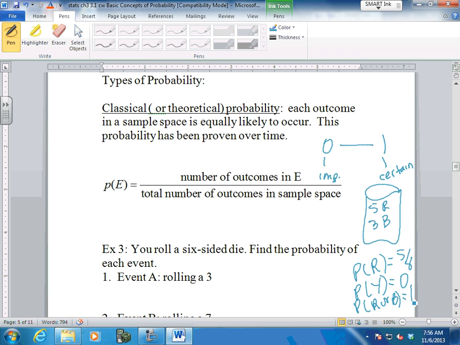There's your certain. There's your impossible. You can't get a yellow if there's no yellow marble, right? A red or a blue. So that's in there. You'll always get a red or a blue when you pick a marble from this red or blue jar. Okay?